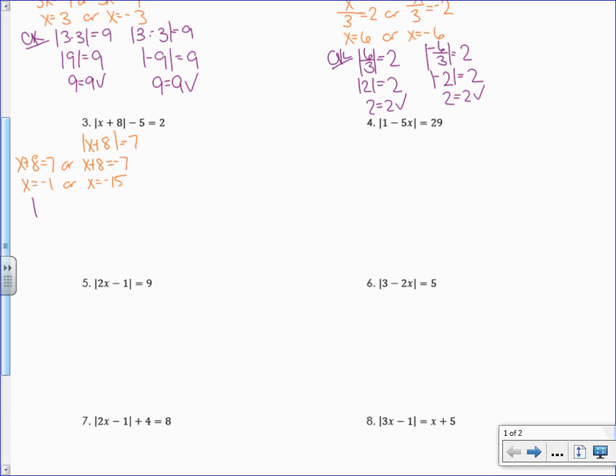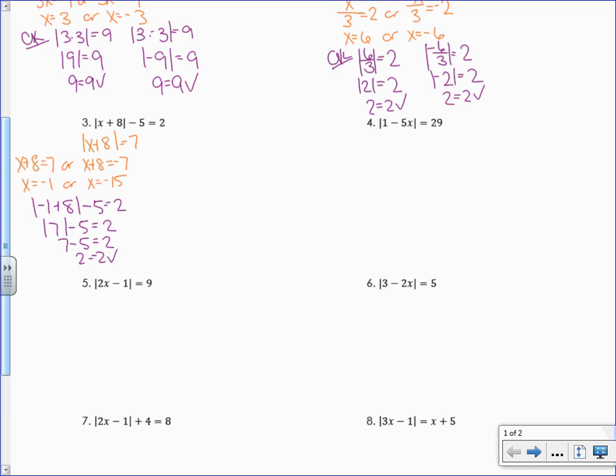So when I check negative 1, this is going to be the absolute value of negative 1 plus 8 minus 5 is equal to 2. That's the absolute value of 7. Simplify, and perfect. It checks. Got to do my other check.